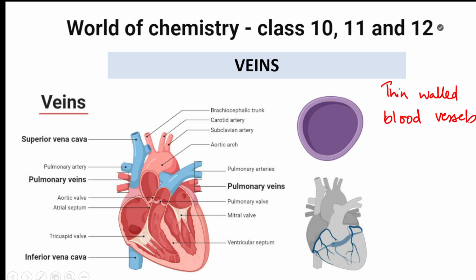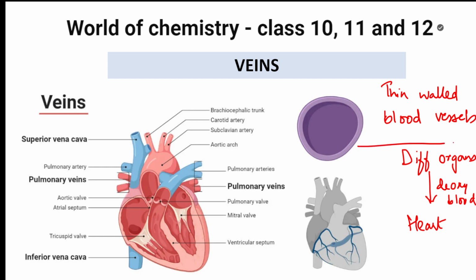arteries. But the difference here is the veins are going to carry blood from different organs. They will get it to your heart. What they're going to do? They're going to carry deoxygenated blood. Earlier it was oxygenated. These will carry the deoxygenated blood from different organs to heart. Here also you have an exception.